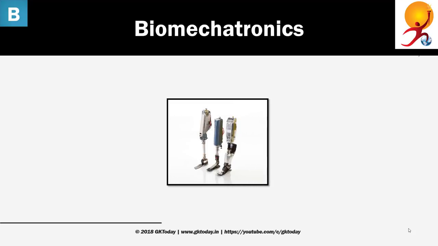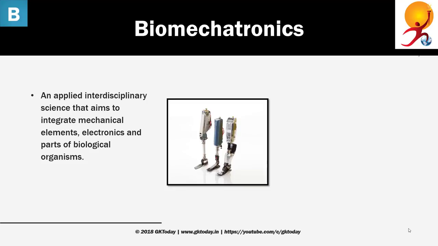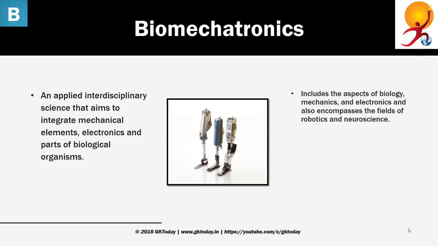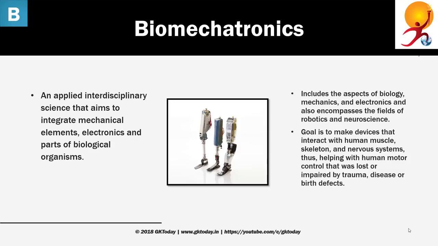Next is B. We have biomechatronics. It is an interdisciplinary science which helps integrate mechanical and electronics elements with parts of biological organisms. Which means it includes mechanics, electronics, but it has to include robotics and neuroscience as well. It helps people with disabilities due to trauma, disease or even birth defects to get bionic arms or legs, which helps them lead a normal life.